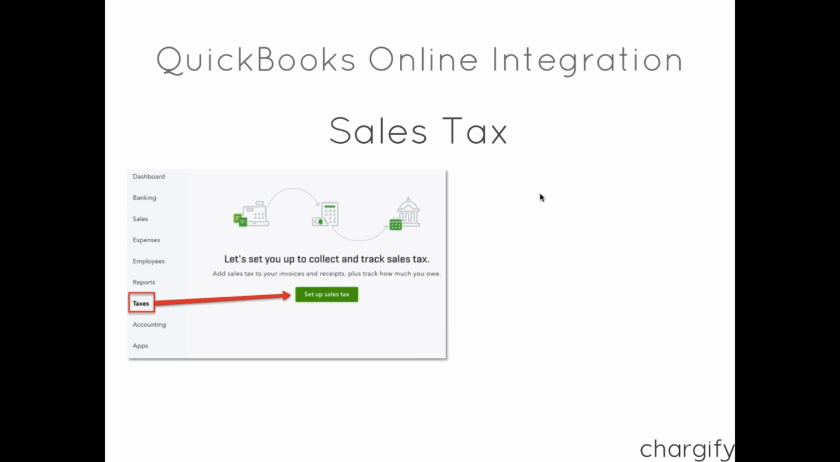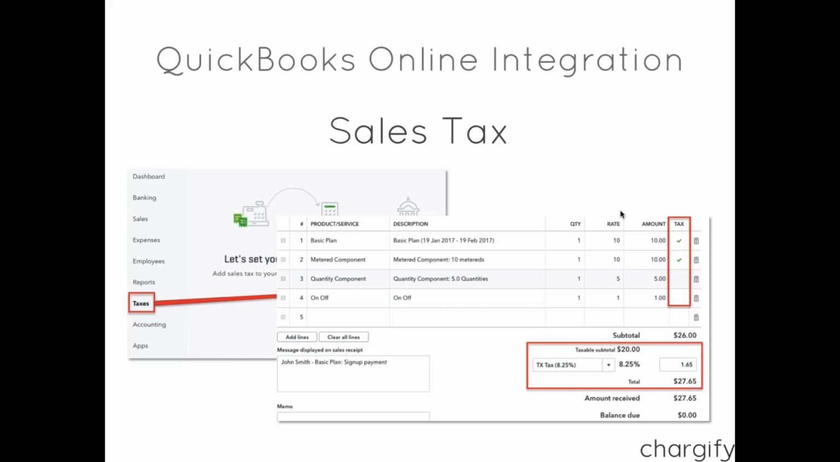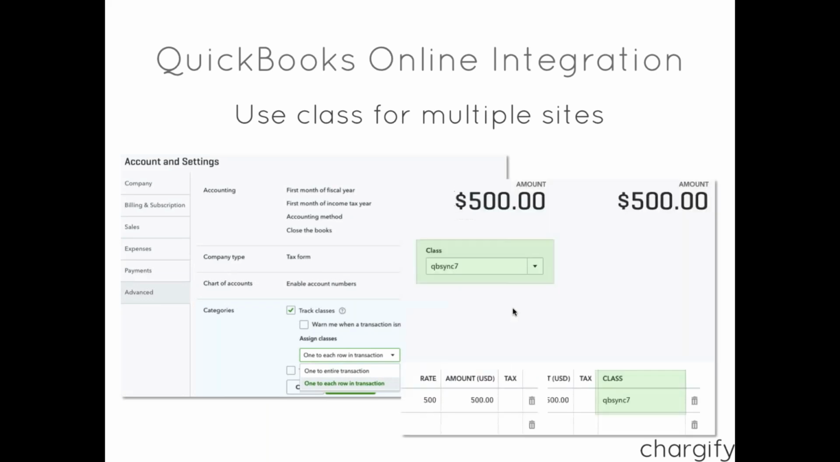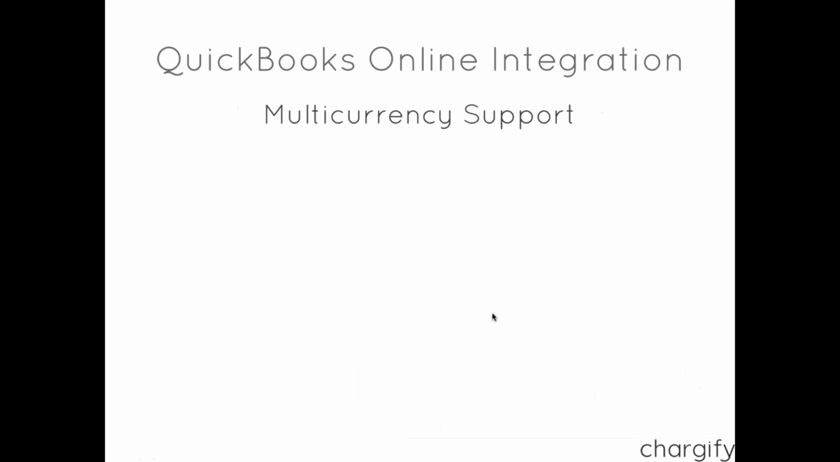The first is if you charge sales tax, you're going to want to enable that in QuickBooks Online. Once that's enabled, you'll see as your sales receipts sync over, items get marked as taxable and the tax rate that was applied and the total amount collected. If you are going to be syncing multiple sites into QuickBooks Online, you'll likely want to enable classes, which you do so in the advanced settings. And then once that's enabled, it'll either show up on the overall transaction or per line. Either one can be used. Again, we're going to cover that here in a moment.